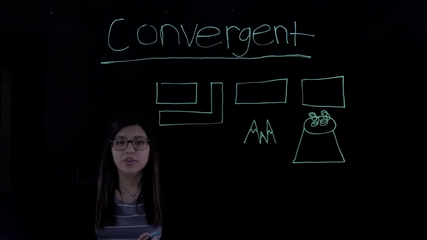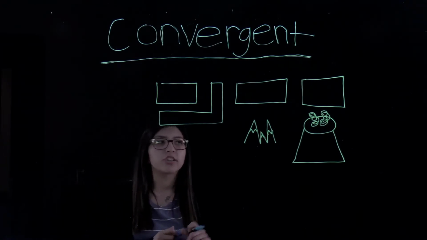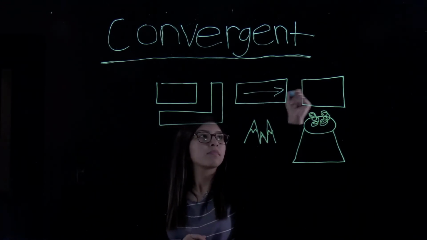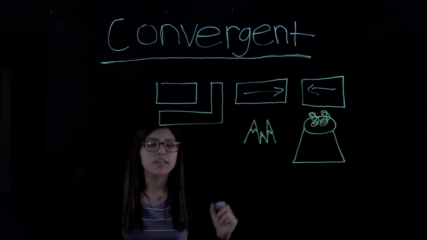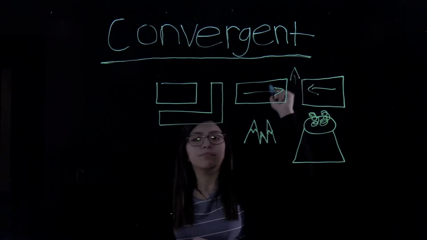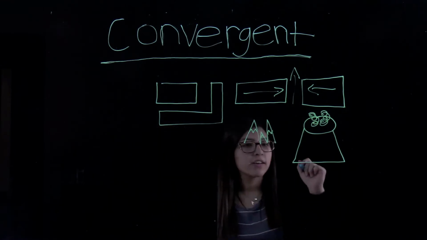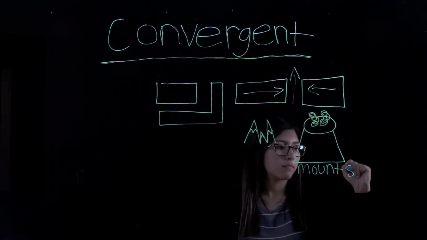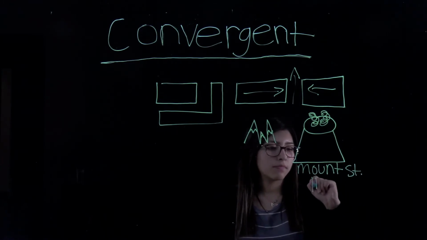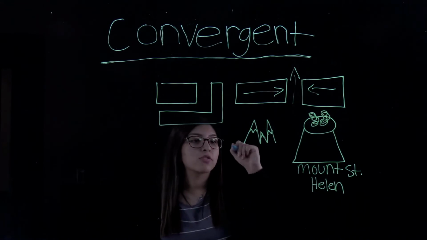The first plate boundary that we're going to discuss is the convergent plate boundary. A convergent plate boundary happens when 2 plates move toward each other. If both plates are of the same density, they will push up against each other. This creates mountains and volcanoes, and this is how Mount St. Helens, and the Himalayan mountains were formed.